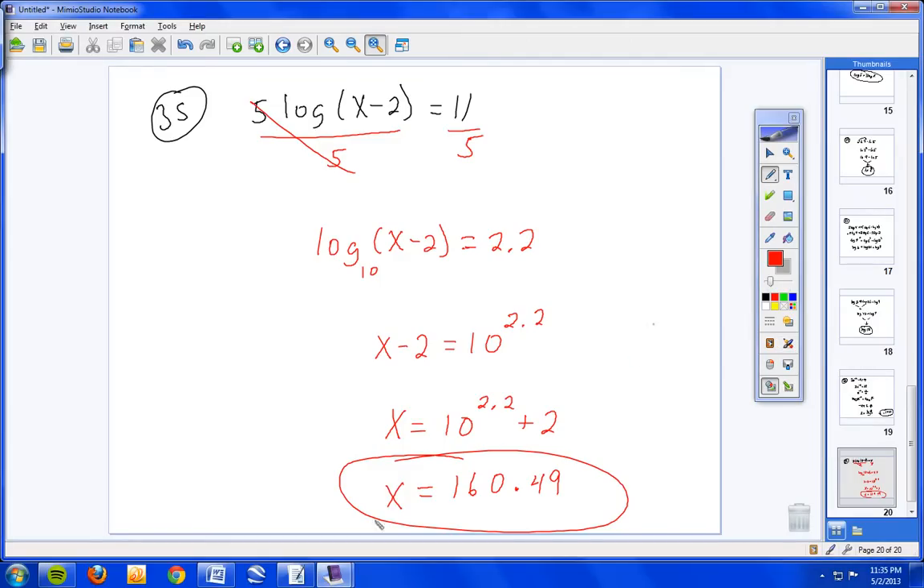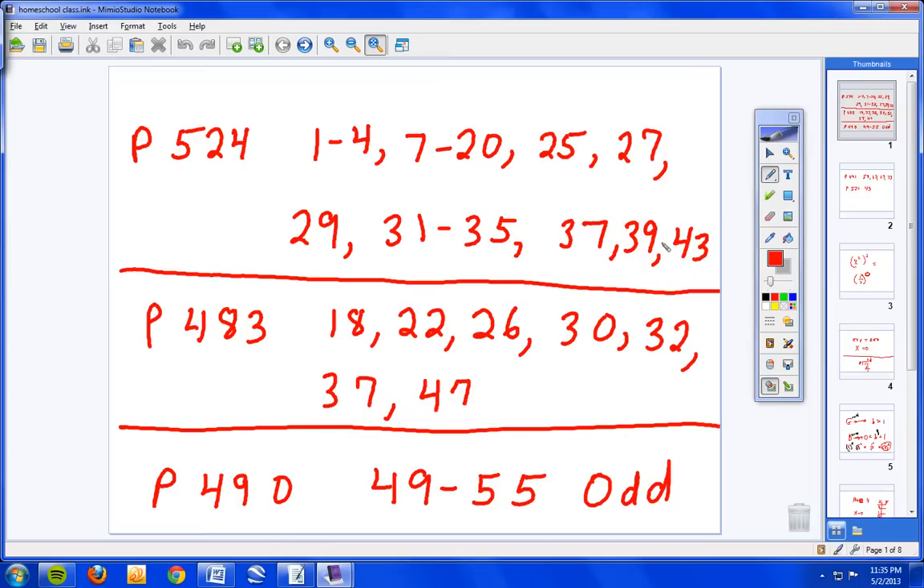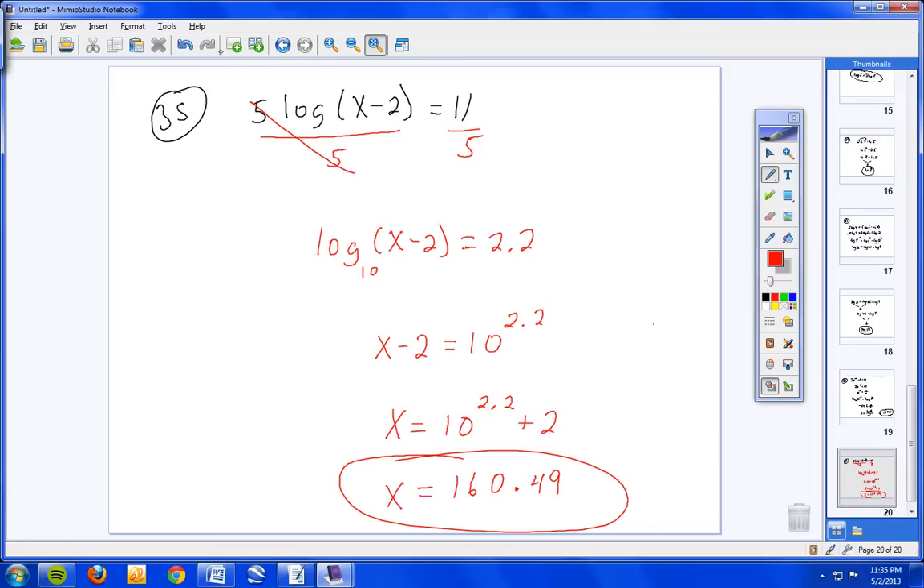Let's see something here real quick. Make sure I'm doing the right numbers. 37. Okay, then 39 and 43. Okay. All right, number 37. Here we go.